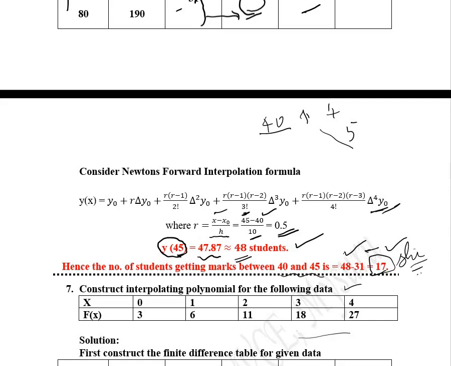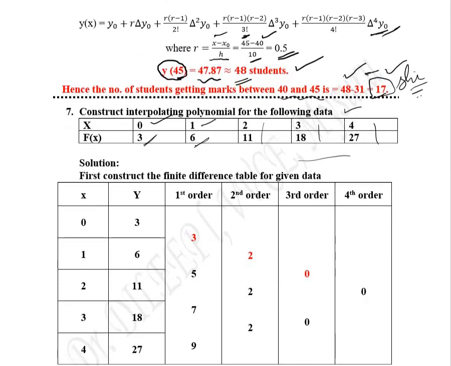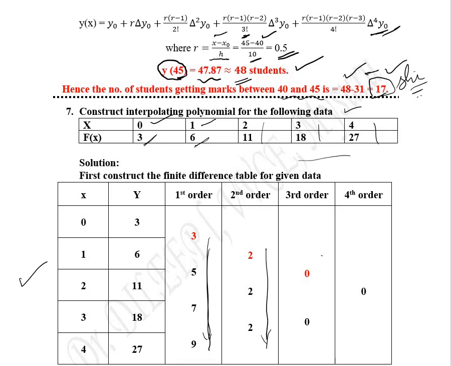It means you will find some polynomial. In that polynomial, if you replace x equal to 0, you will get the functional value as 3. When you replace x by 1, you will get the y value, that is the functional value, as 6. Similarly, these values. As usual, first construct the table, the forward difference table. First column is x, second column is y, and then the first order, and so on. You know how to find the table already, so I need not explain again.